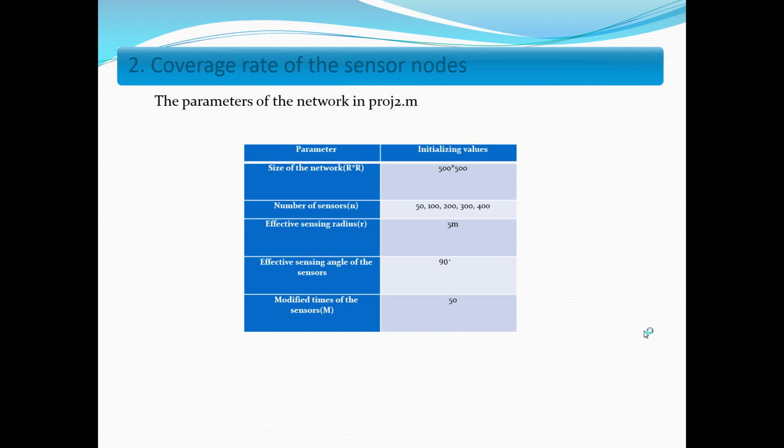Here are the parameters of the network in program 2. We can see the size of the network is 500 by 500. The number of sensors will be 50, 100, 200, 300, and 400. The effective sensing radius is 5 meters. The effective sensing angle of the sensor is 90 degrees. And the modification time of the sensor is 50.